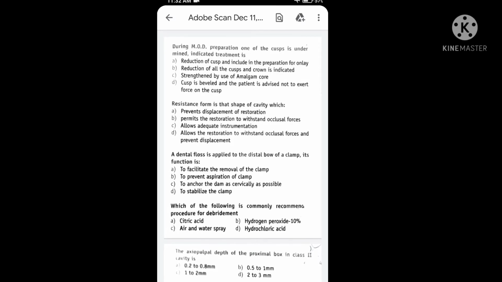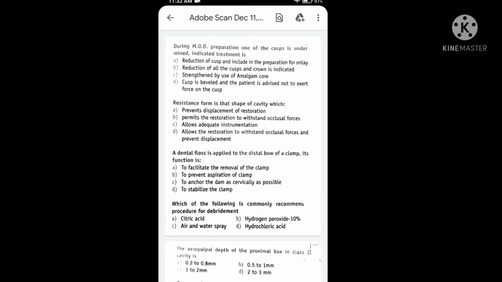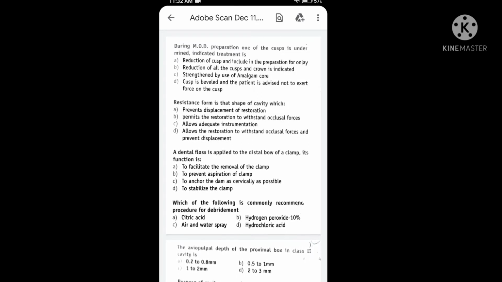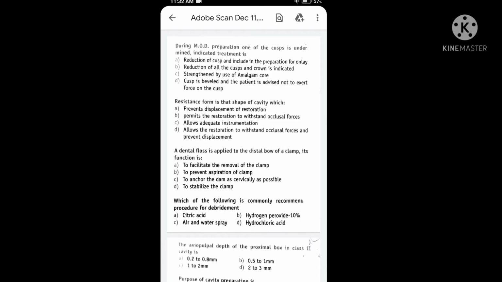So we are discussing principles of cavity preparation. I have previously discussed two parts. This is the third part. These are common questions. These are basically for your revision, so that whether you know the answer or you do not know the answer, you can go through these questions and revise them. Basically these are questions from the previous papers.